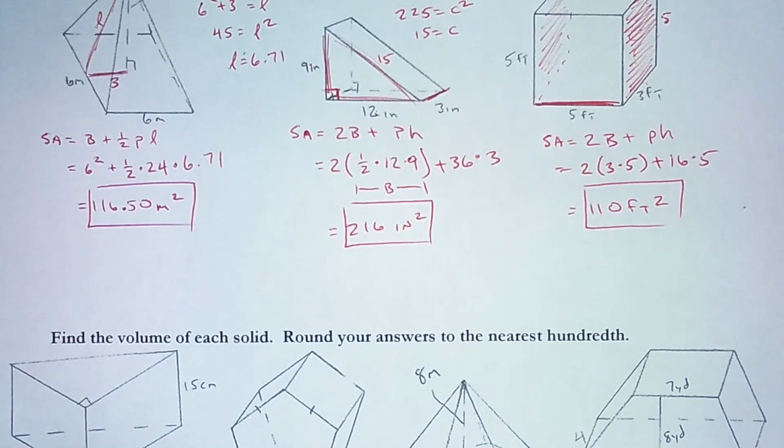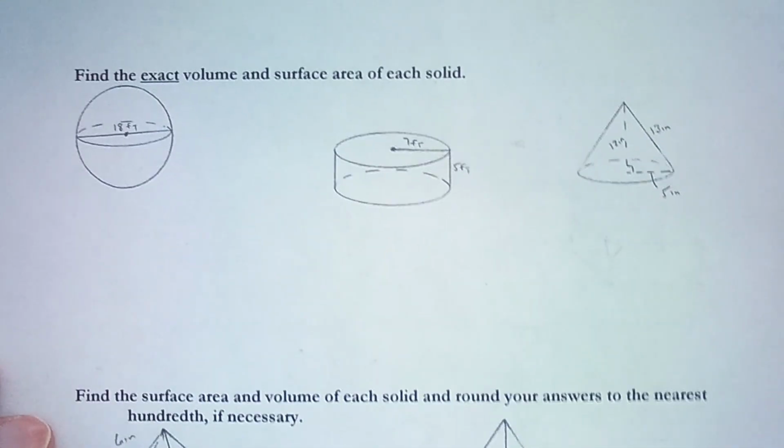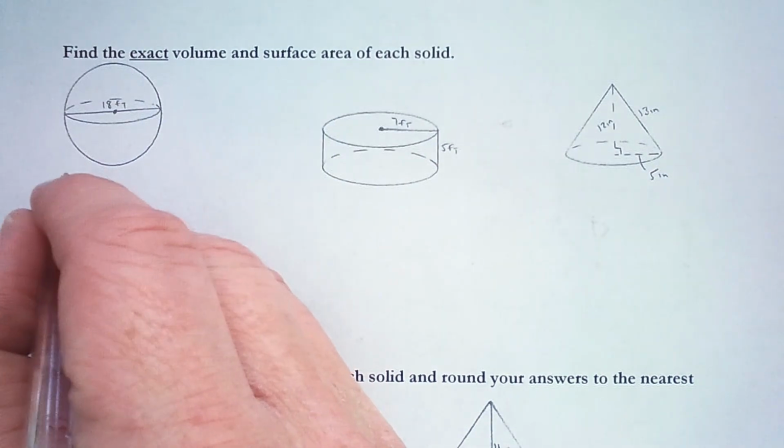Okay, now these next ones ask for volume. Let's just deal with surface area for now, and that means we're going to go here where it says find the exact volume and surface area. So we'll just do surface area for right now.